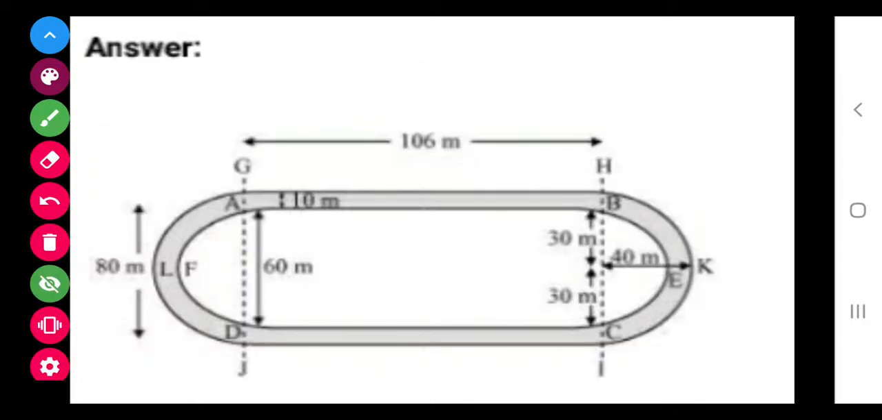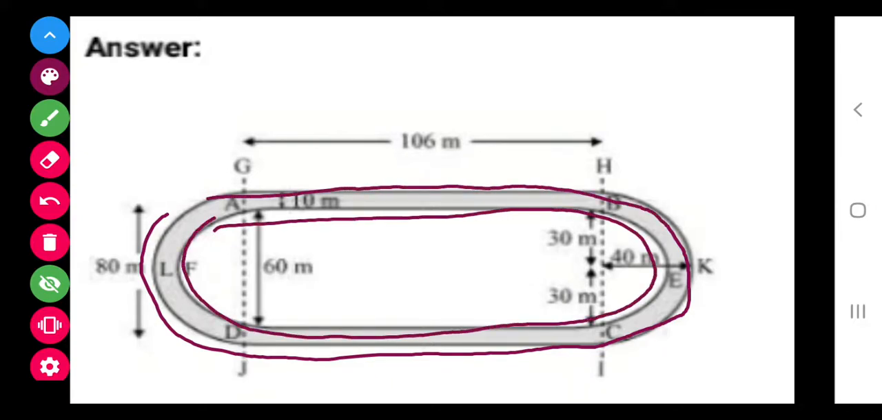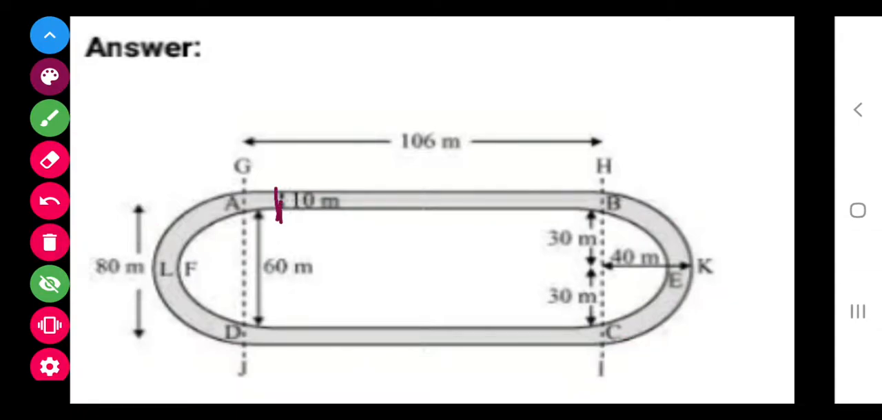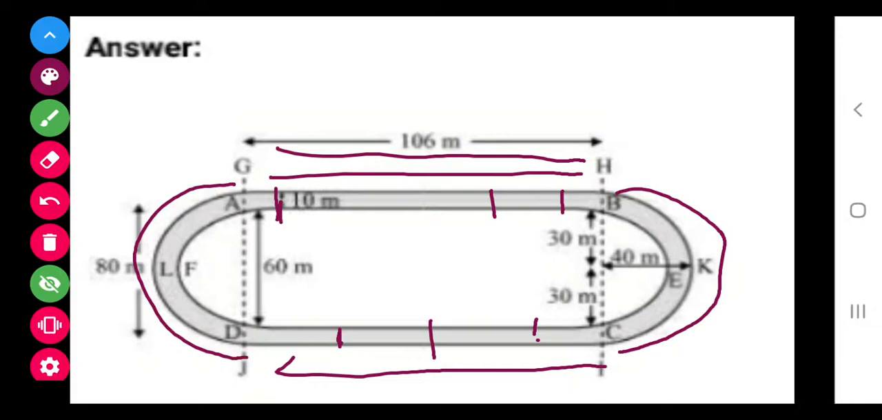So class, you can see this figure, this is the outer track, this is the inner track, the width between them is 10, all over it is 10. The length of the parallel one is 106, that is, this is also 106 and this is also 106. This is the semicircle, this is the semicircle. This distance is 60.